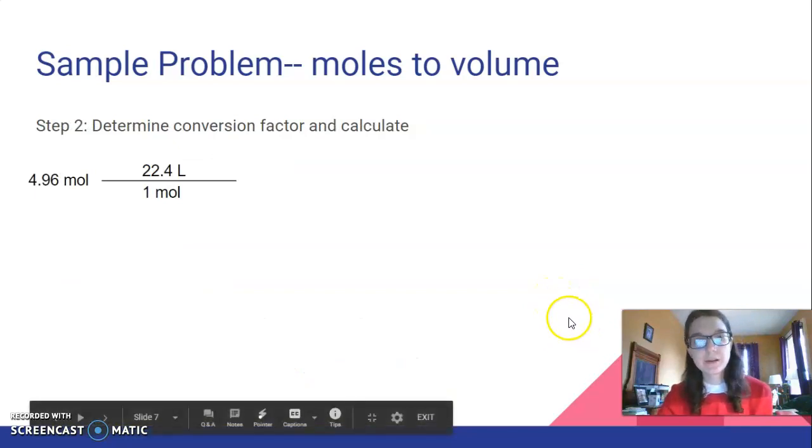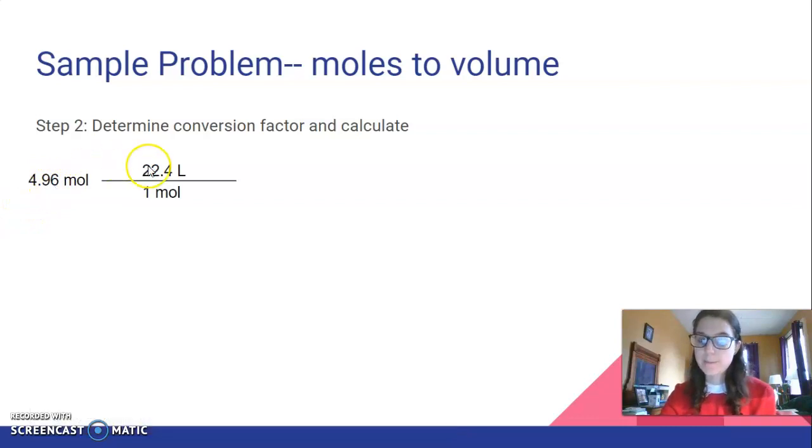So when we calculate this, we're taking our 4.96 moles of O2 gas, multiplying it by 22.4 liters, and dividing by 1 mole. This conversion factor helps us to cancel out those moles so that our final answer is in liters, and we get an answer of 111.1 liters.